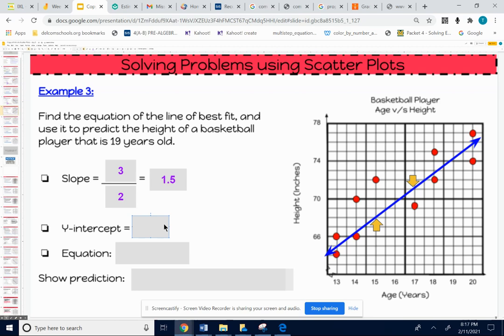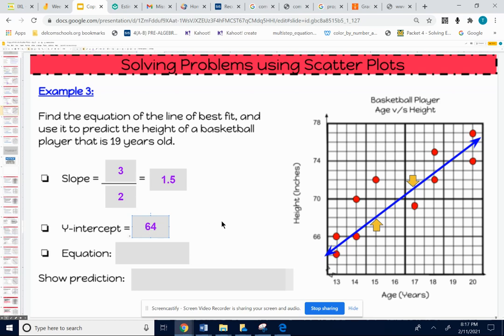That's the trickiest part, guys. Really think about the numbering when you rise and run, and don't even think about the red points. Those red points don't matter. You're just looking at corner points on the blue line. The y-intercept is where the line of best fit crosses the y-axis. If this is 66, and we're counting by ones, this would be 65, this would be 64. So the y-intercept is 64.